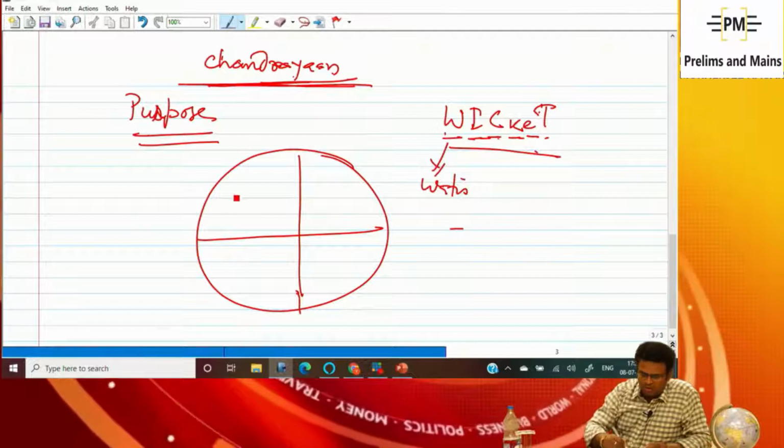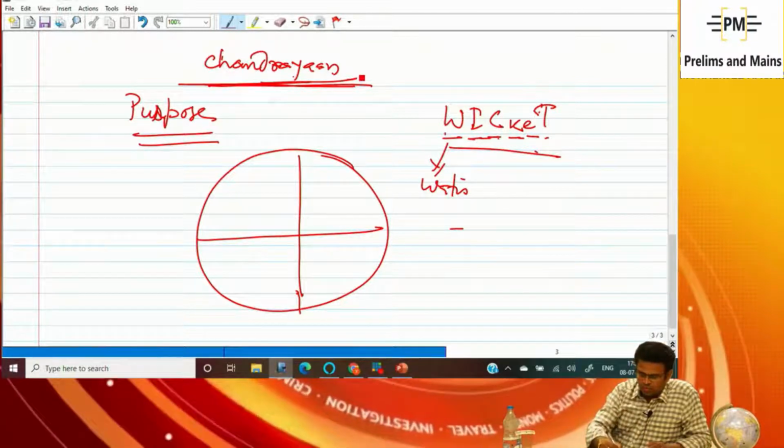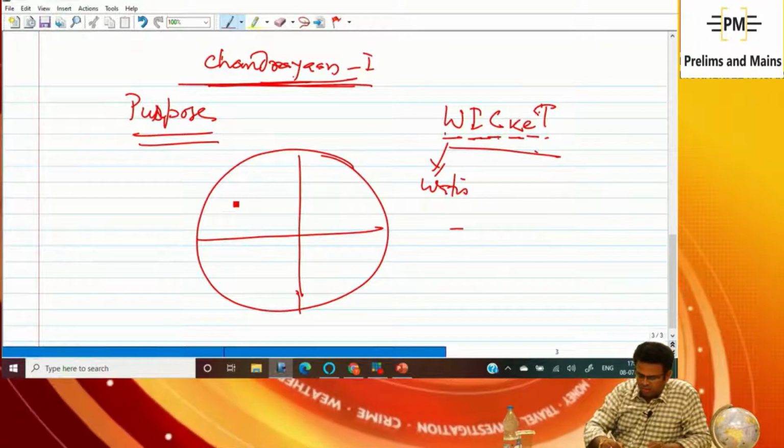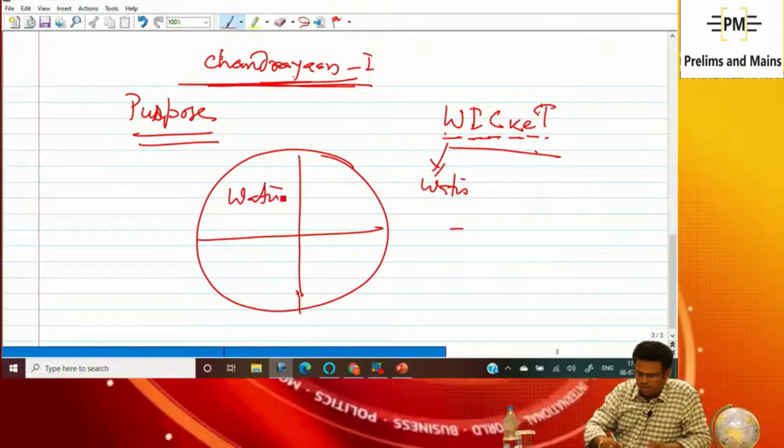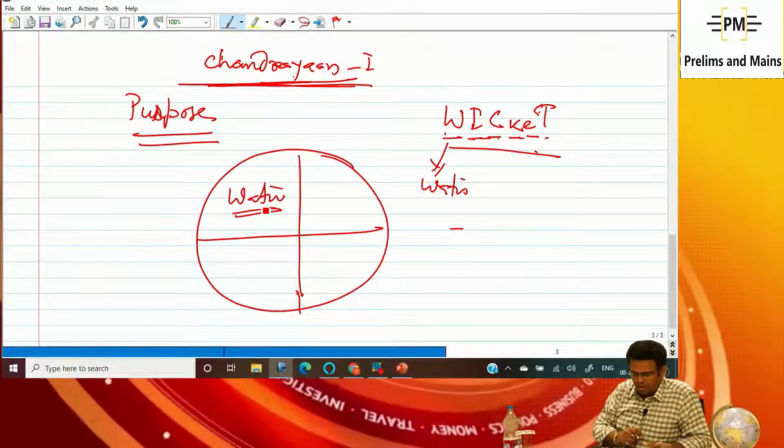Chandrayaan 1, which has gone there, is able to find that water is available on the moon. Water is available on the moon.